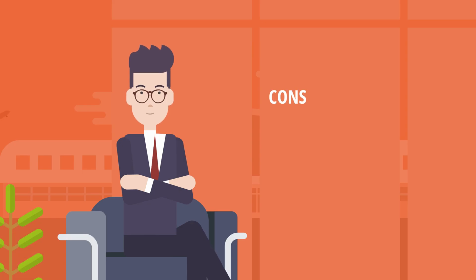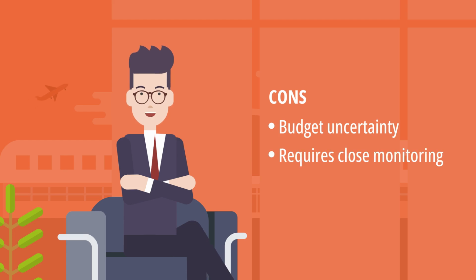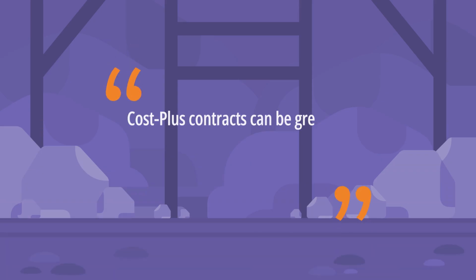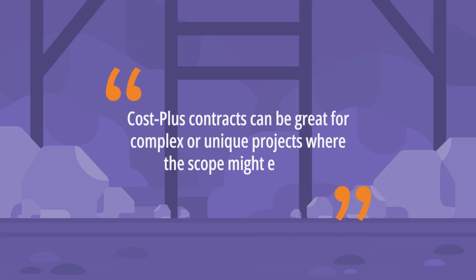The downside? There's less certainty about the final cost. You'll need to monitor expenses closely to prevent overruns. It also requires a high level of trust between you and your contractor. Cost-plus contracts can be great for complex or unique projects where the scope might evolve.